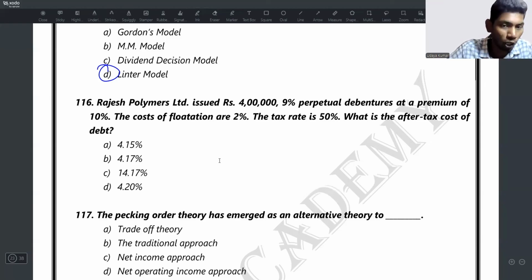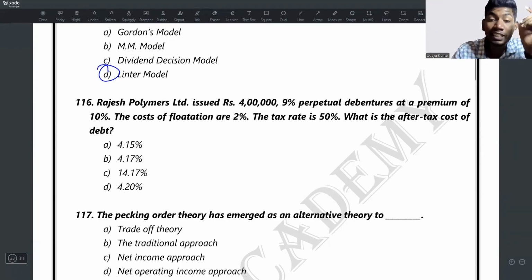Now you have to calculate the flotation cost. So flotation cost is calculated on the issue price, 4 lakh 40,000 into 2%. What is that? 8,800. So the net proceeds you will arrive at is 4 lakh 40,000 minus 8,800. The net proceeds are 4 lakh 31,200. Right? When there is a market price or net proceeds given, you have to consider market price. So we have calculated the net proceeds here.